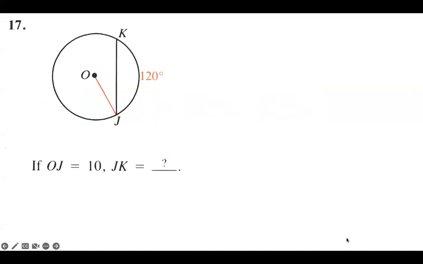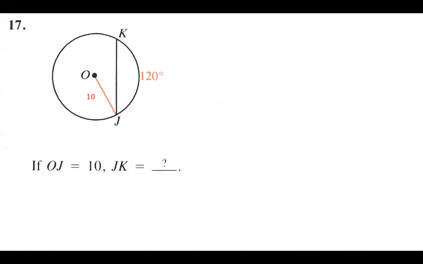Okay, here we go. Explanation. Of course, you pick the ones that are going to be special right triangles. So how do I know they're special right triangles? All right, so let's look at this one. We're given the fact that OJ is 10, and we're trying to find the chord JK.